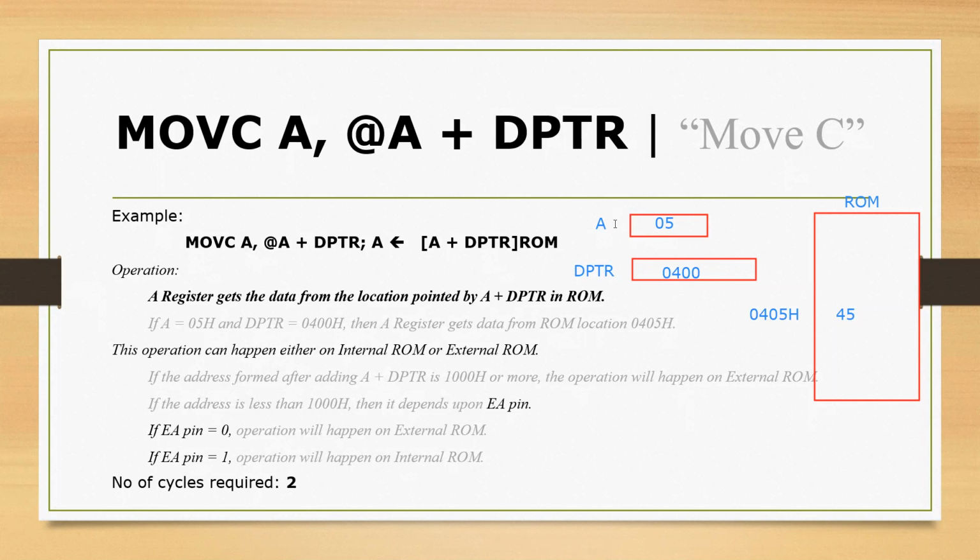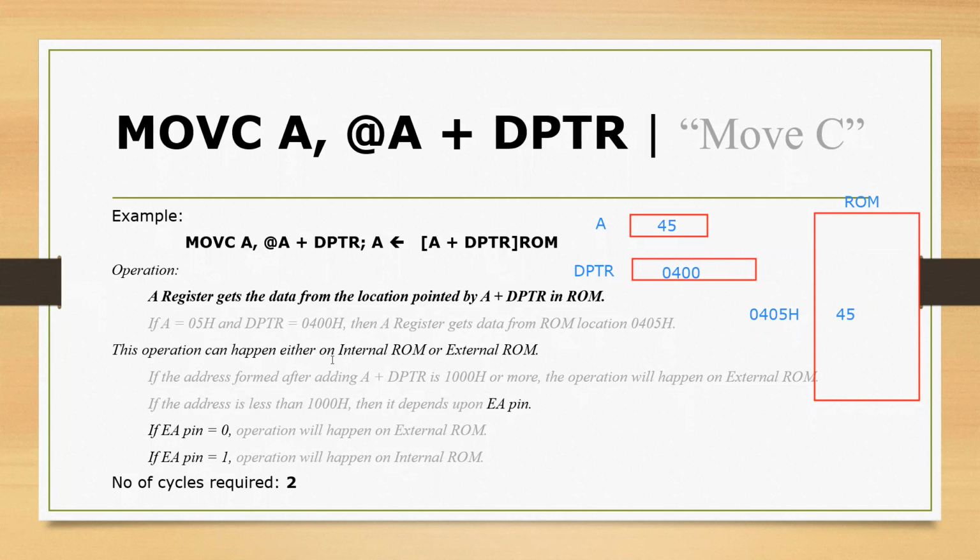So A contains the value 05, DPTR contains 0400. The effective address is calculated by adding these two registers. You get the 405 hex location in ROM. It contains some data, and this data is copied to the accumulator register. So the accumulator register will get the value 45 after executing this instruction.